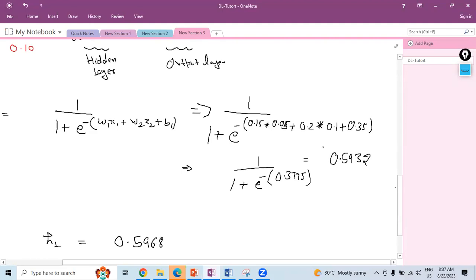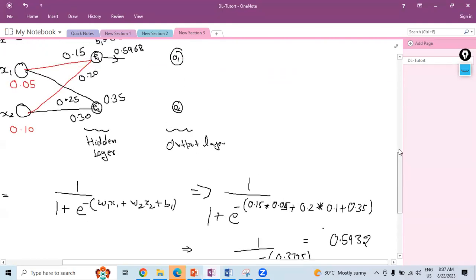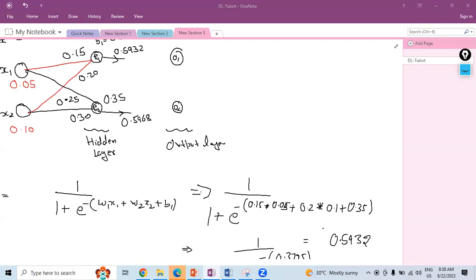Can you please calculate these things? In the meantime, let me write down these things here. Please confirm if the H2 is also coming as 0.5968. Okay, great. So now I got these two values, which means my first hidden layer is clear now.